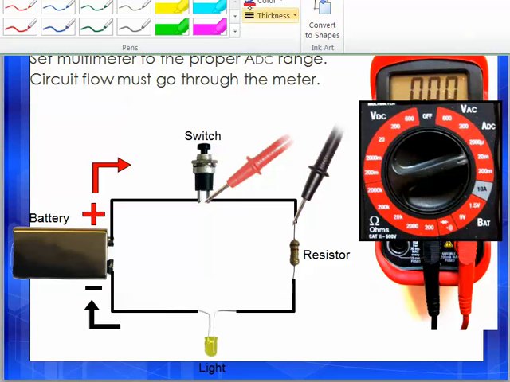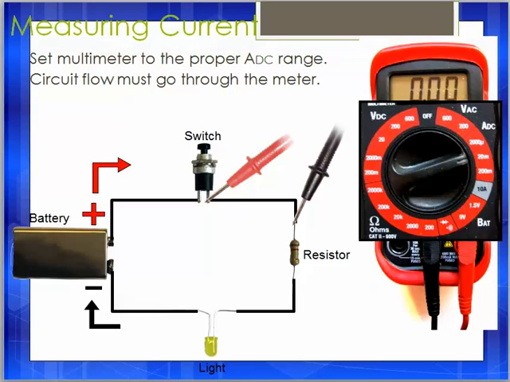Measuring current. Now, if you want to measure current, meaning you want to know how many electrons, how much charge is going through here, we're going to measure that in series. And typically, what they're doing by connecting it here is disconnecting this wire.